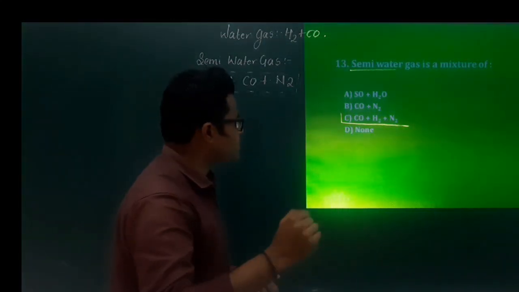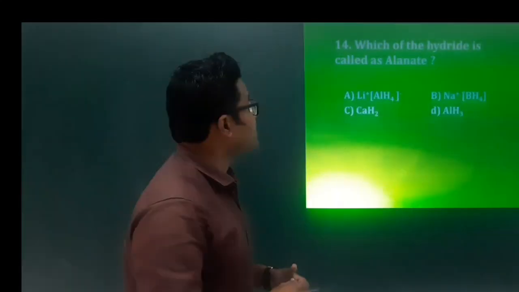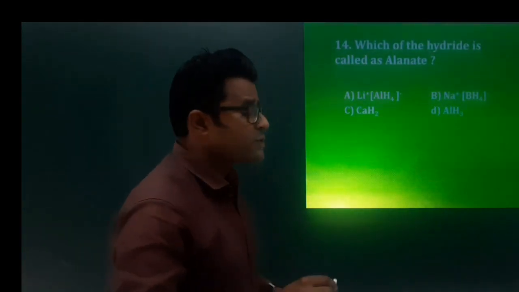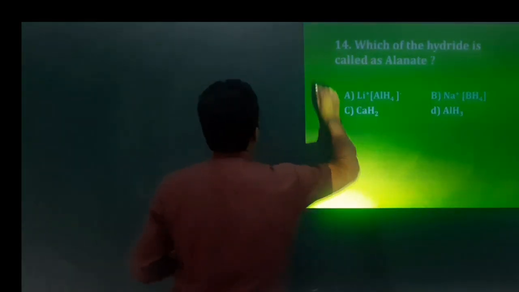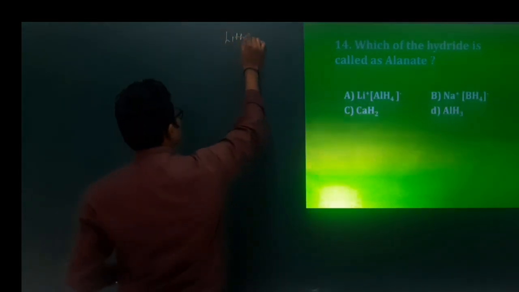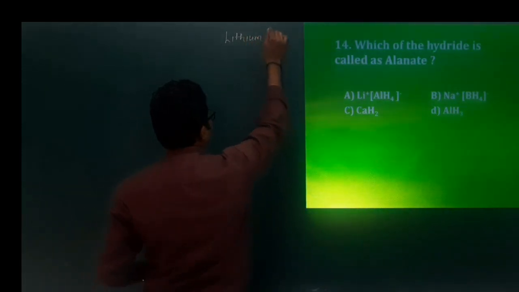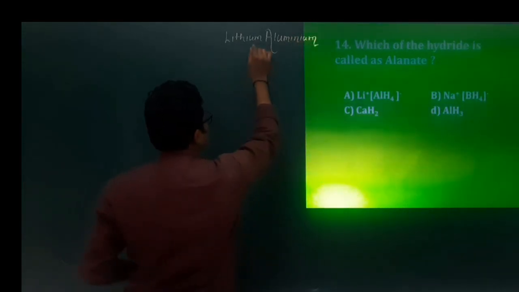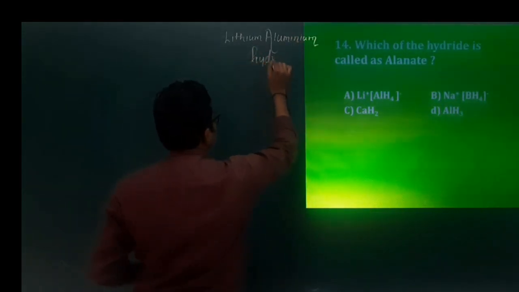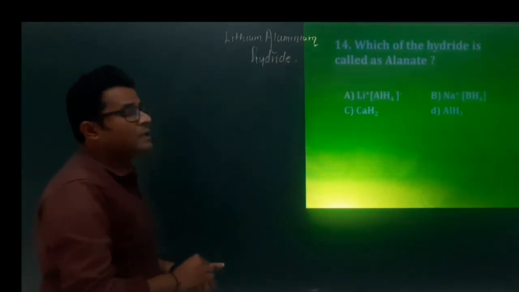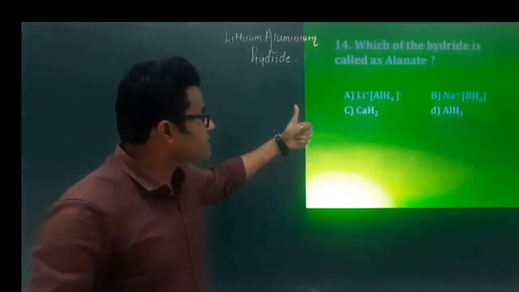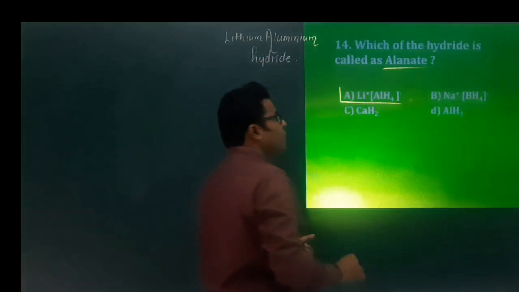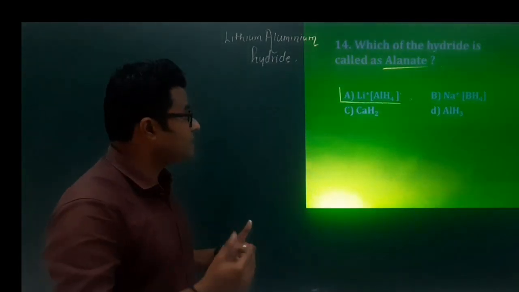So let's go for the next one. Going forward with question number 14, which of the hydrides are called as allanite? Allanite is actually the name for lithium aluminium hydride. So lithium aluminum hydride is also known as allanite. This is the important name for one of the hydrides.